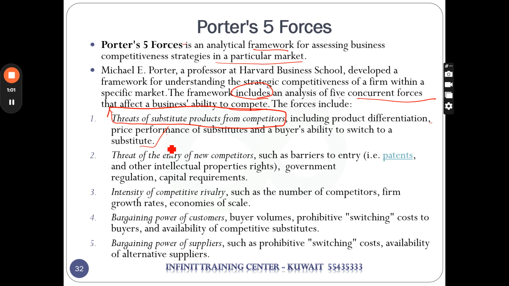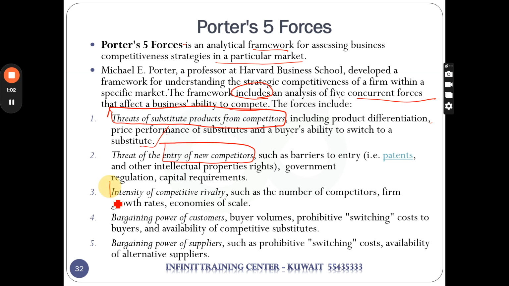Then threat of entry of new competitors. So what is the chance of new competitors coming into your market? Is there any government regulation, or does your product require a huge amount of investment, or is there any patent right or copyright for you? So this we have to analyze. Is it possible for anybody to enter into this market easily or not? That's the threat of entry of new competitors.